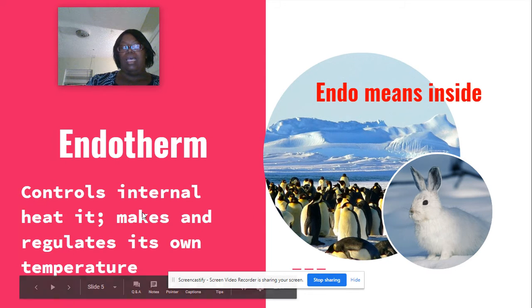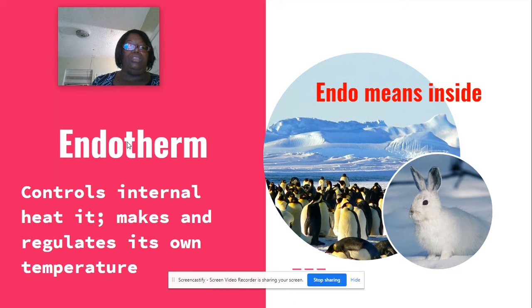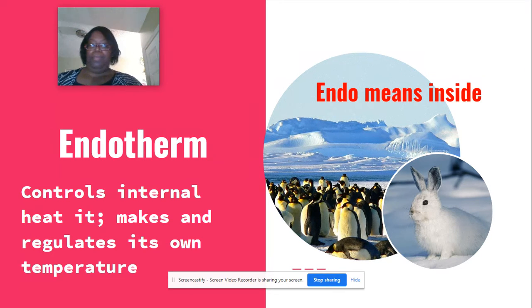Endo means inside. Endotherms control internal heat. It makes and regulates its own body temperature. So you have the emperor penguin and the cute little snow bunny.